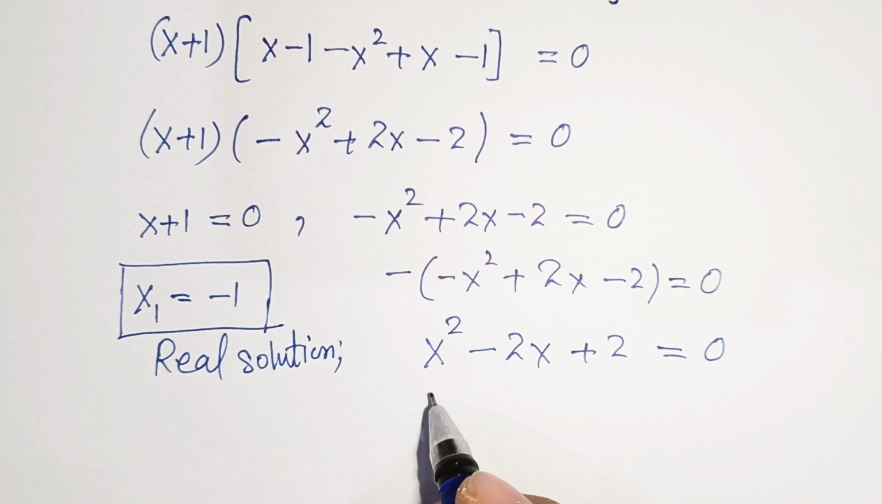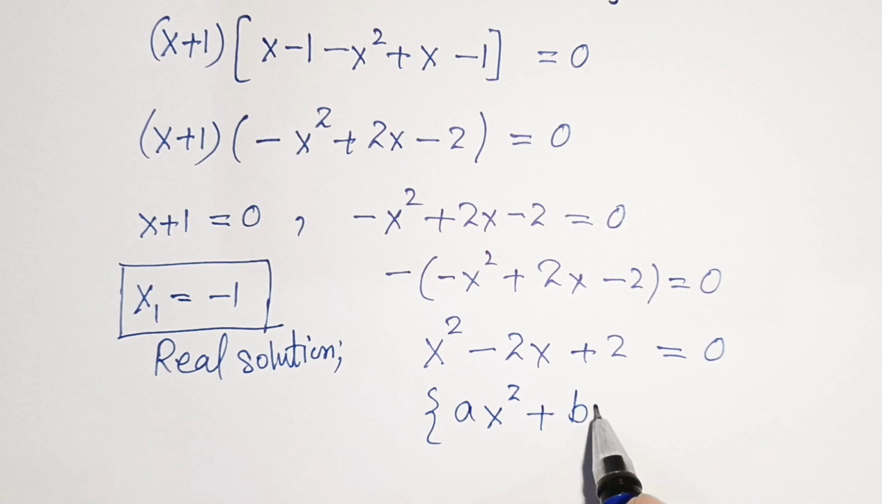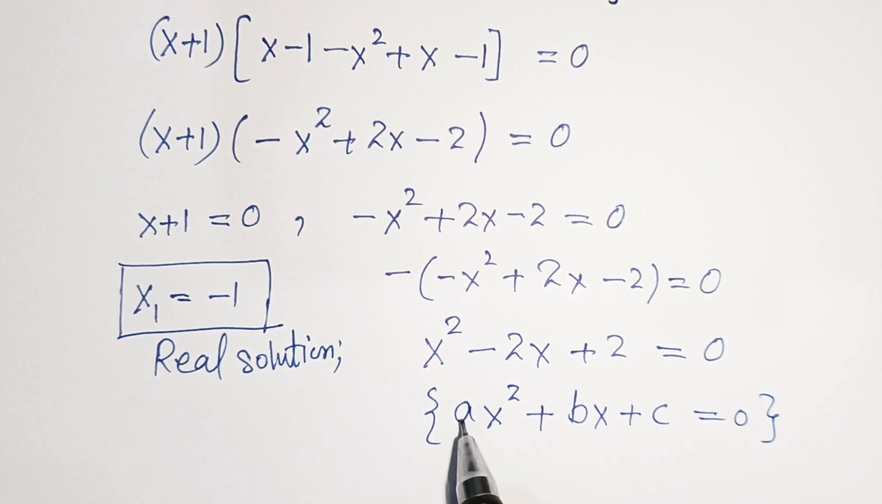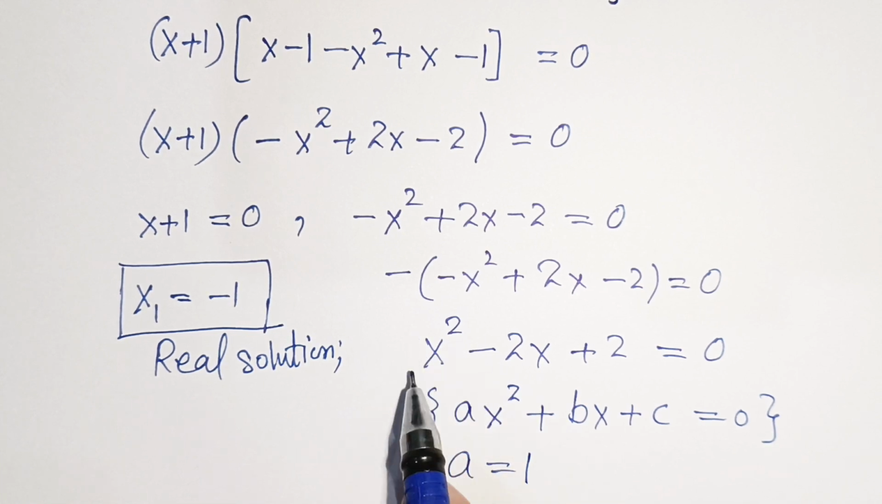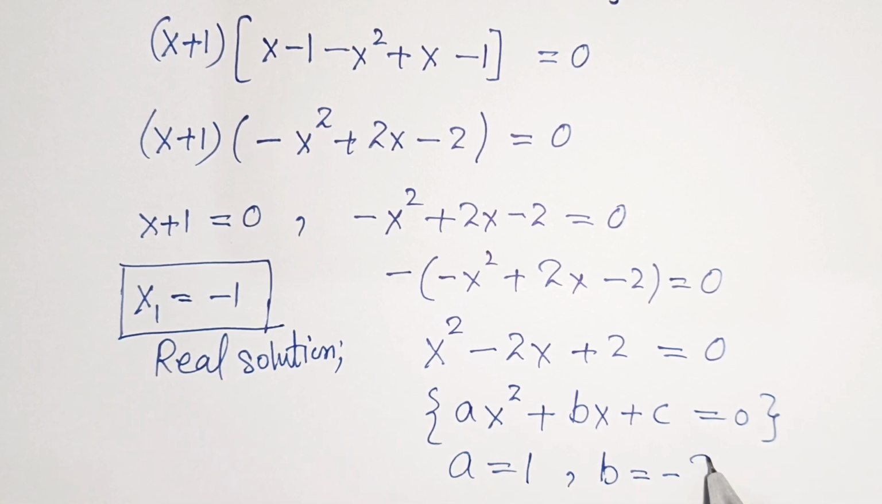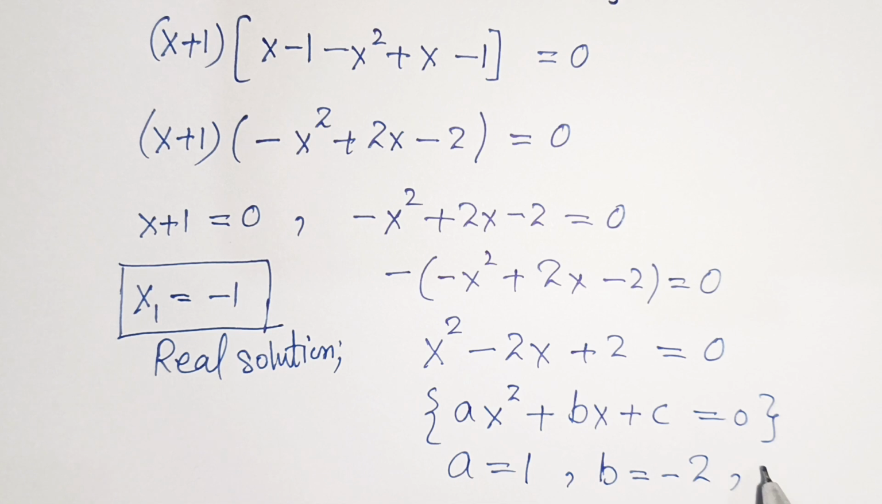So here if we compare this equation with the general form of a quadratic equation, which is a times x squared plus b times x plus c is equal to 0. So it is the general form of a quadratic equation. Here we see that if we compare these two equations, then the value of a will be 1, because the coefficient of x squared here is 1, the value of b is minus 2, and the value of c is this constant, which is equal to 2.